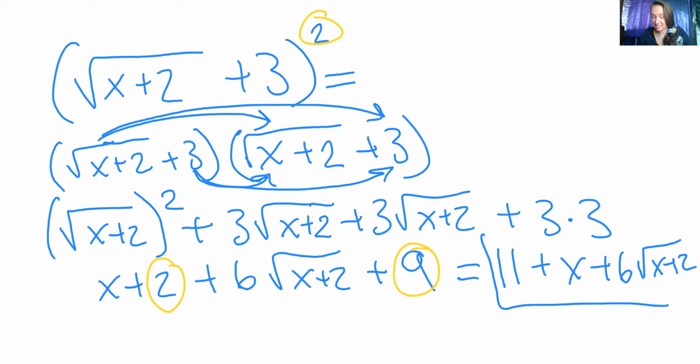And that is as simplified as we can get because we have 3 terms. None of them are like terms. Our square root is completely simplified. And that's our answer for that last problem.